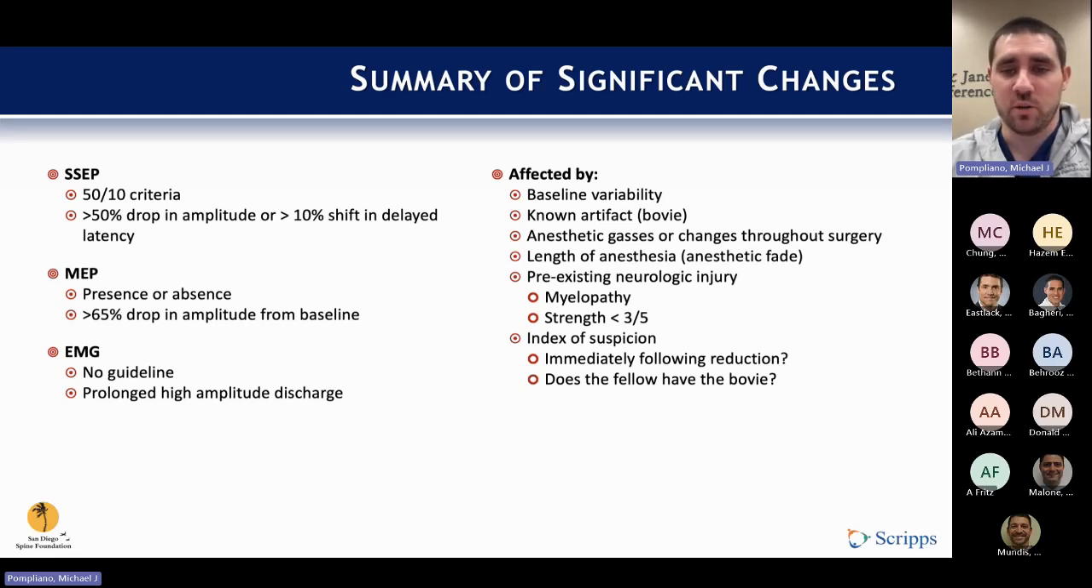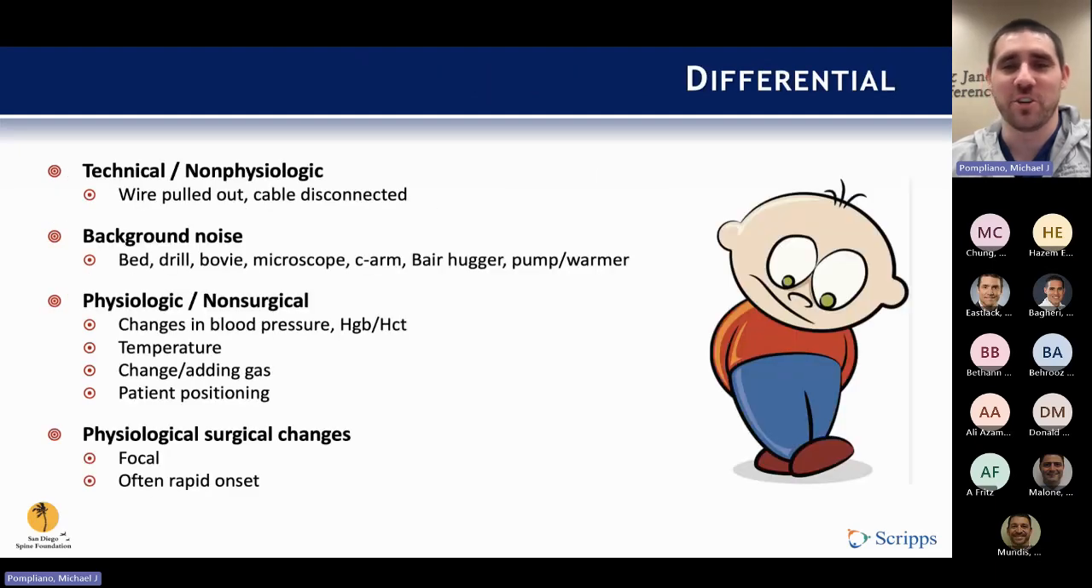Pre-existing neurologic injury can also affect it, most significantly myelopathy or strength less than 3 out of 5. And also your index of suspicion. So, is it immediately following reduction? Is it the fellow holding the Bovie, or are you in charge? If it is the fellow, that's probably what we're looking like standing there on the right. But your differential is going to be pretty much the same regardless of what's going on.